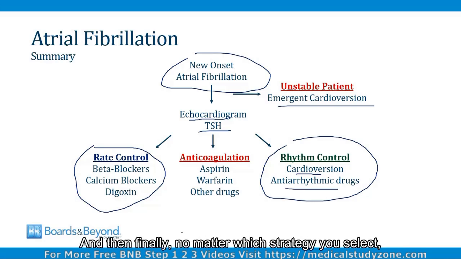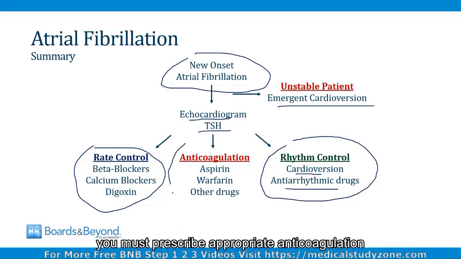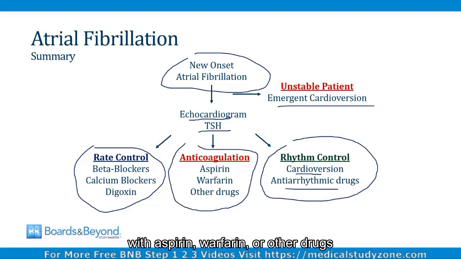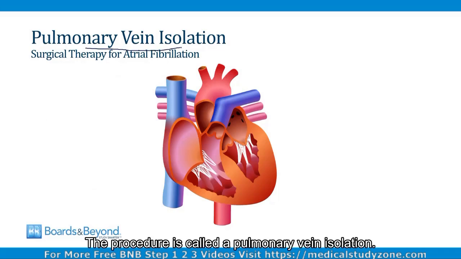And then finally, no matter which strategy you select, rate control or rhythm control, you must prescribe appropriate anticoagulation with aspirin, warfarin, or other drugs based on the CHA2DS2-VASc score. There is a surgical procedure that can be used in patients who have refractory atrial fibrillation. This is atrial fibrillation usually that's symptomatic and continues to recur despite medication. The procedure is called a pulmonary vein isolation.